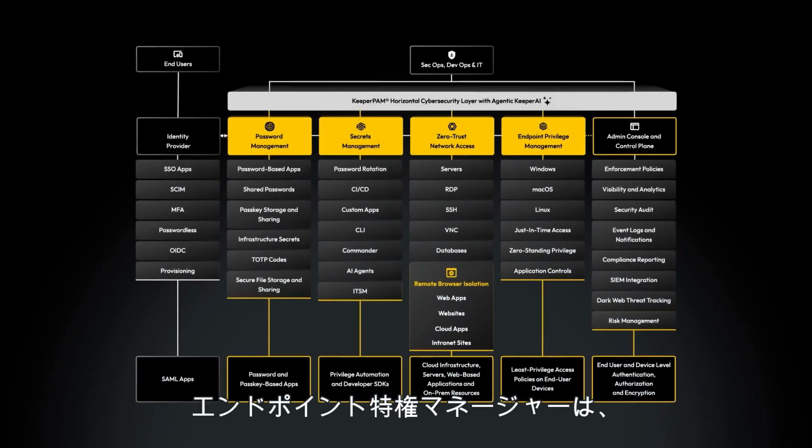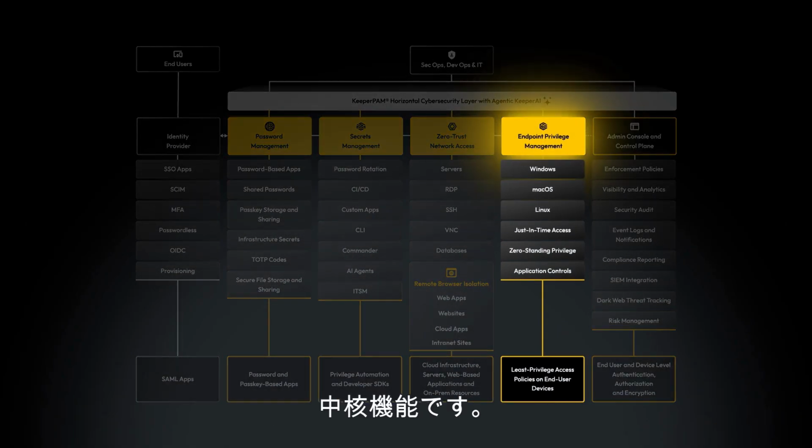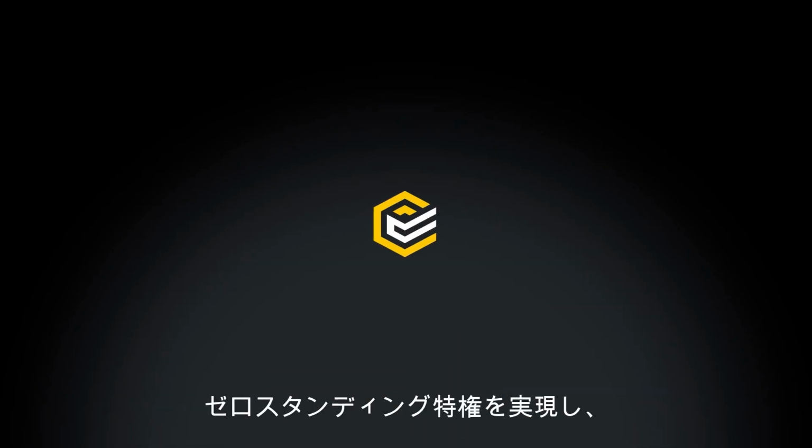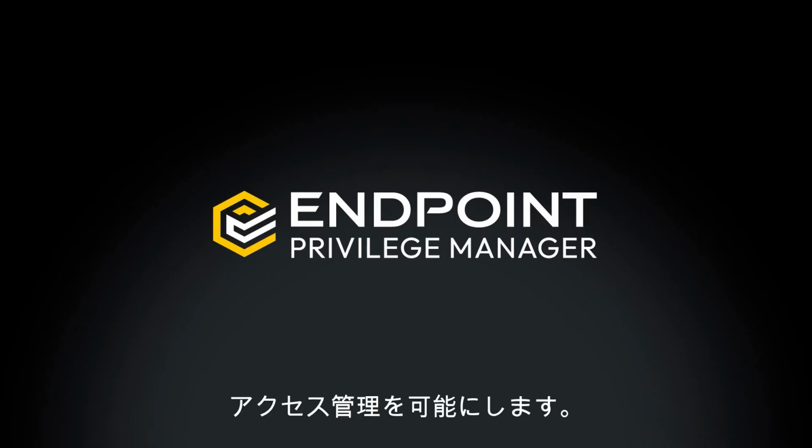Endpoint Privilege Manager is included as a core feature of the Keeper PAM platform and extends its zero-trust approach directly to endpoints, helping your business achieve zero standing privilege across all devices in your environment.